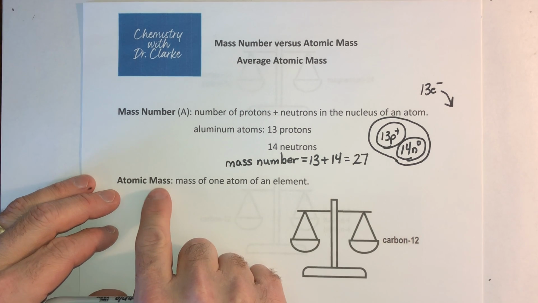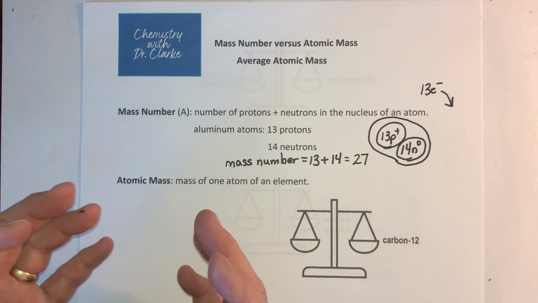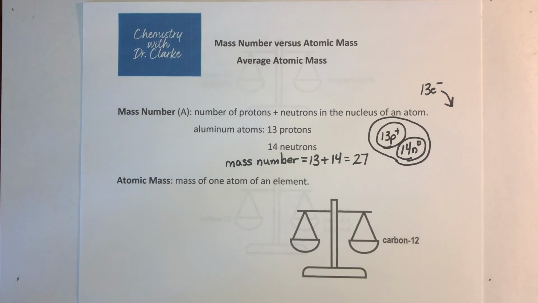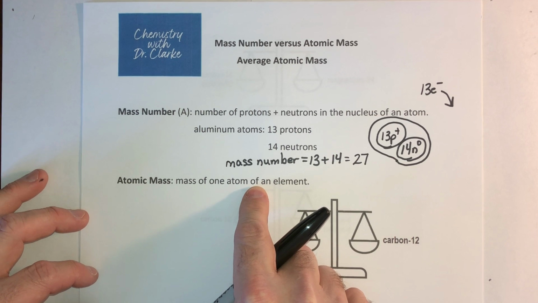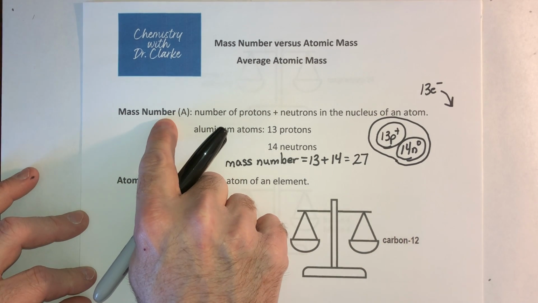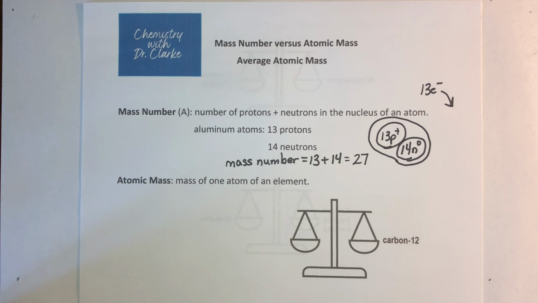Atomic mass is like you put something on a scale. So if you put something on a scale, the chances that it's going to be a nice whole number, like it's going to weigh 12 grams or 13 kilograms, probably not going to happen, right? It's going to be a decimal number. So when I talk about masses, these are going to be decimal numbers. Mass numbers are whole numbers. Atomic masses tend to be decimals.